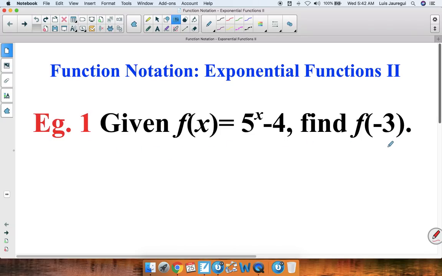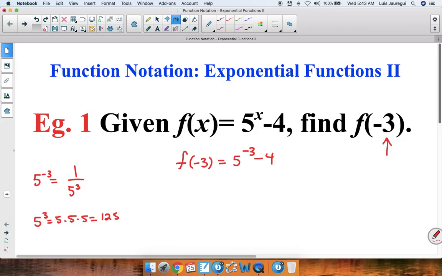So what we're going to do here is to substitute in our input value of negative 3 for x. By doing so we get f of negative 3 is equal to 5 to the negative 3 minus 4. Now keep in mind that 5 to the negative 3 means that we have 1 over 5 cubed. And 5 cubed is the same as 5 times 5 times 5, which simplifies to 125. So 5 to the negative 3 is the same as 1 over 5 cubed, or simply 1 over 125.